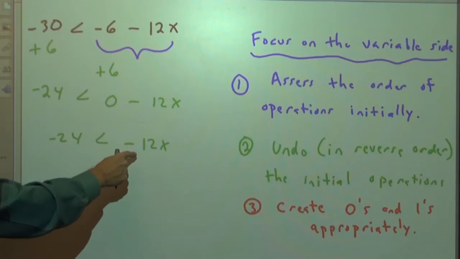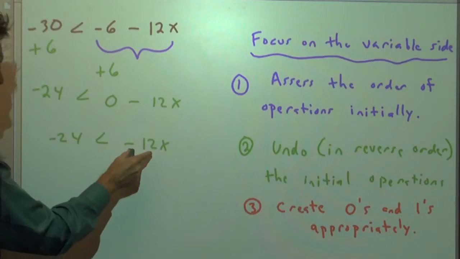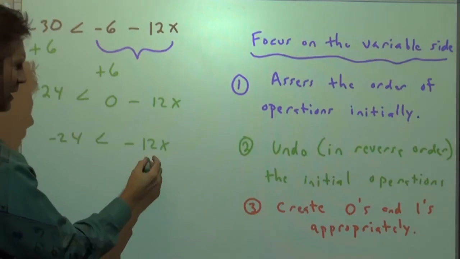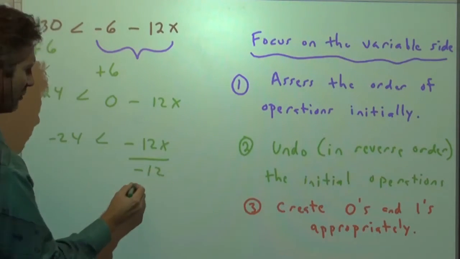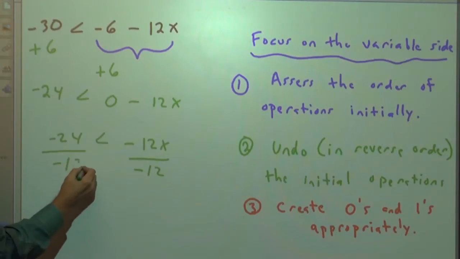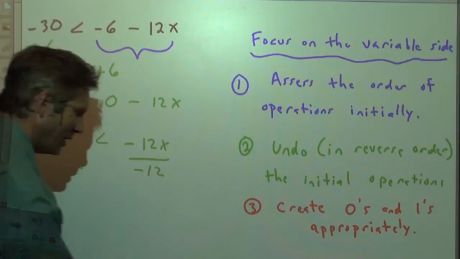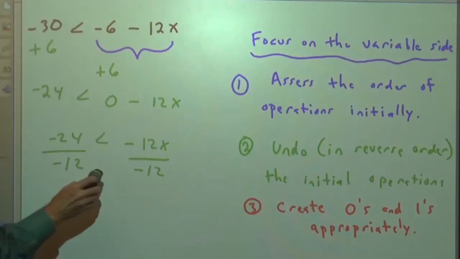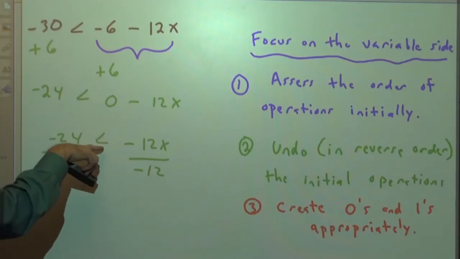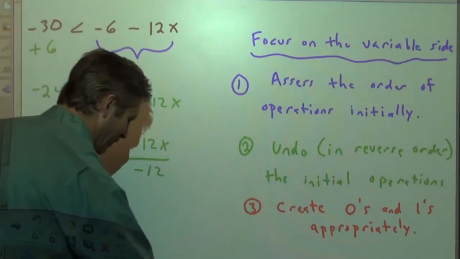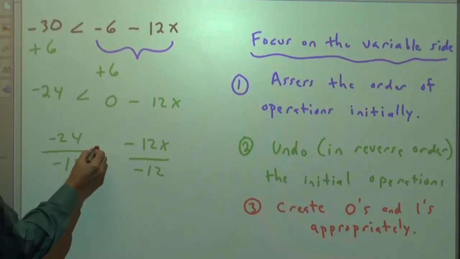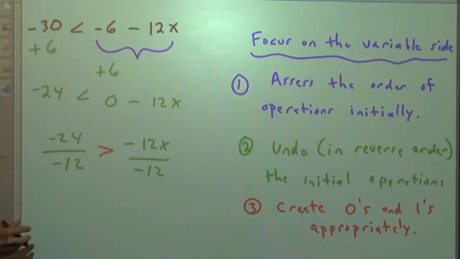Last step, we want to undo multiplication of the x by a -12. We can see that as a negative. So we can divide this by a -12, and we just divided both sides by a negative. So it's really even at that moment when we divide both sides by a negative that this sign should actually switch. So I'd love to see that we actually switch the sign right then and there.